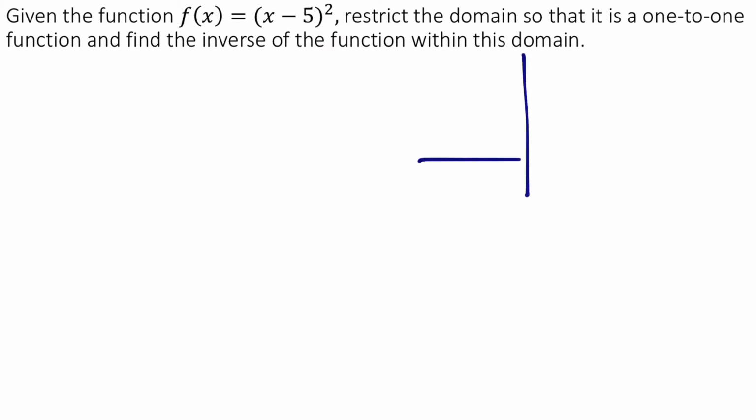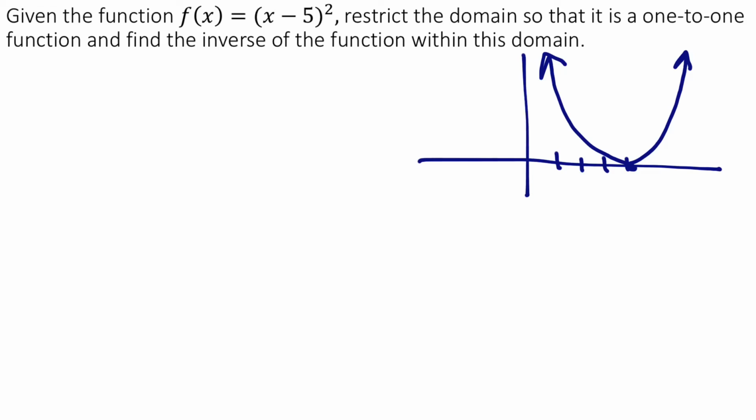So if I look at a graph of x minus 5 squared, that's a right translation of 5 of the parent function y is equal to x squared. So it's a quadratic facing upward, 5 places to the right of the origin. All right, so there it is. Now you can see that if you try to pass a horizontal line through it, you're going to hit in more than one place, and it's going to fail the horizontal line test. So it won't be a one-to-one function, and therefore it won't be invertible.